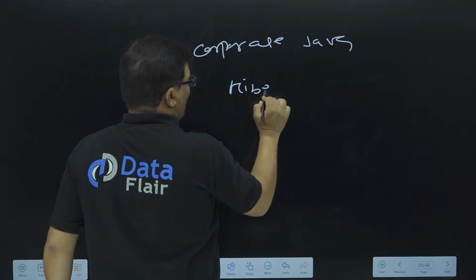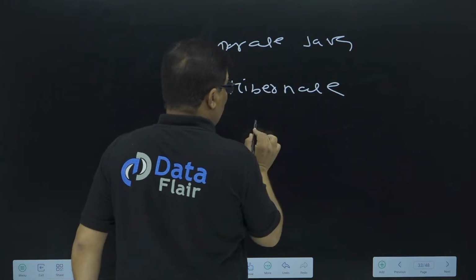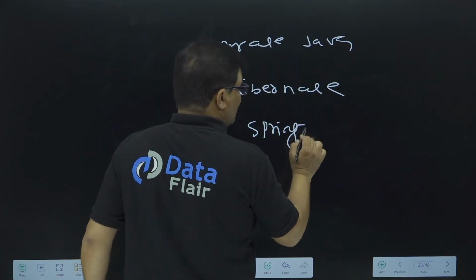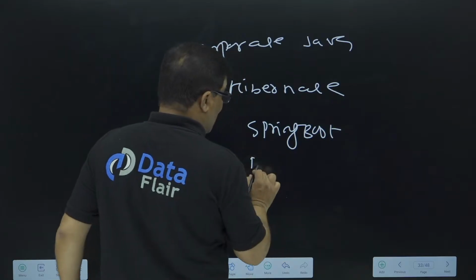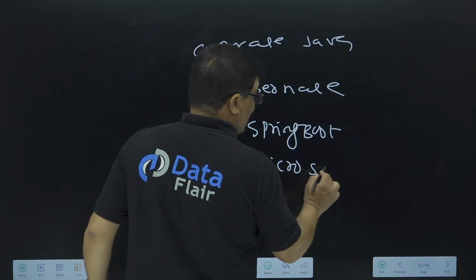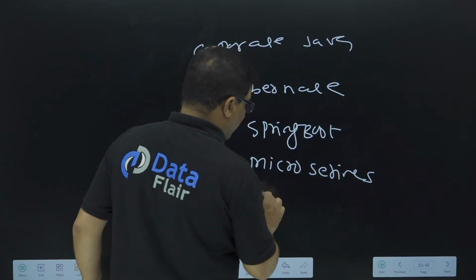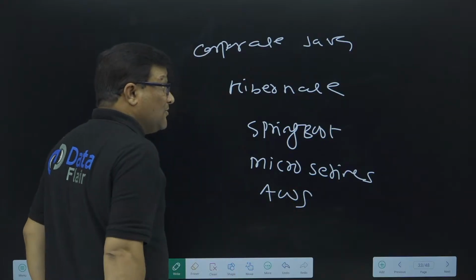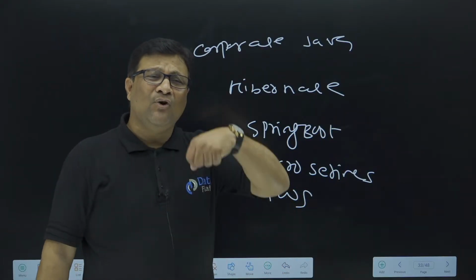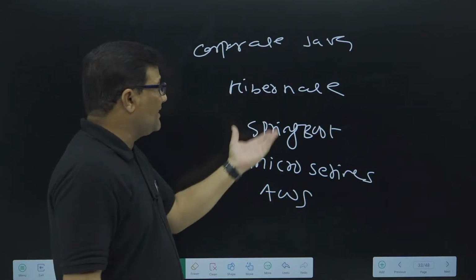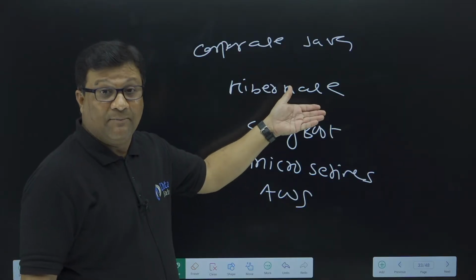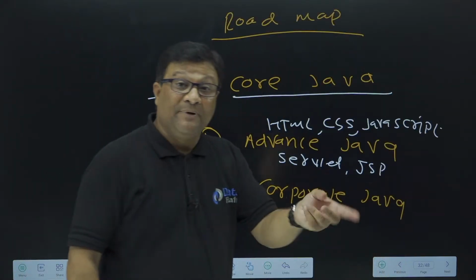Hibernate. We'll talk about what Hibernate is. We'll talk about Spring Boot. Then we'll talk about microservices, like what microservices are used by Java, such as in AWS applications. So this is corporate Java, but it is not at all possible for a person to directly understand Hibernate, because Hibernate is a replacement of JDBC.